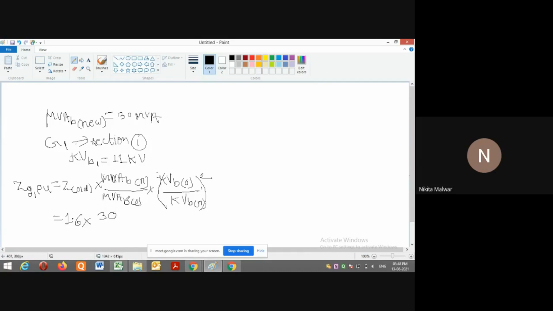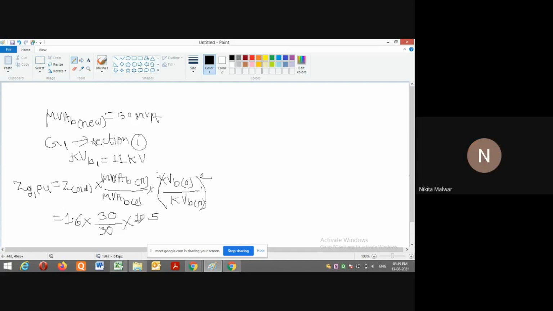Now MVA base old. In your given data, what will be the value for generator 1? It will be your old value. So tell me MVA base old value for generator 1. 30 MVA. Okay, thank you. Now kV base old for generator 1. What is the value? 10.5.